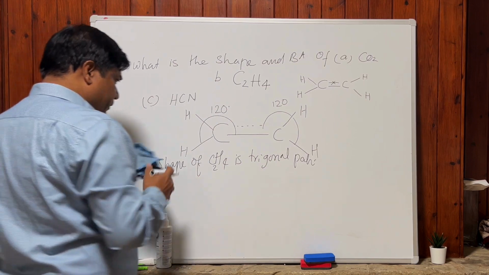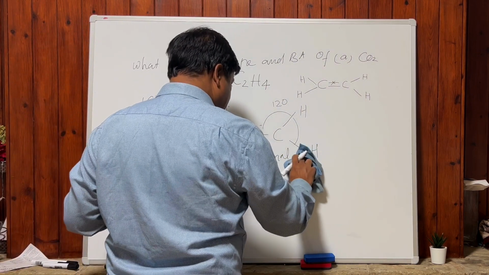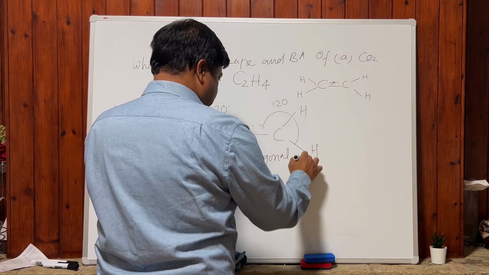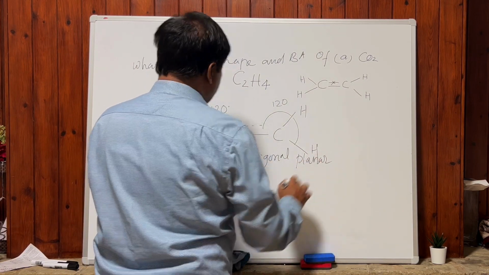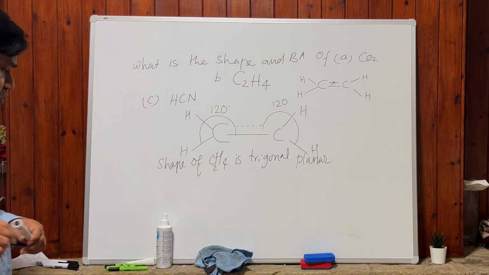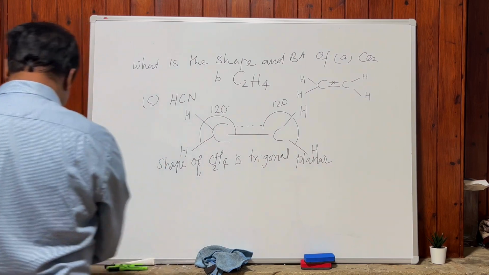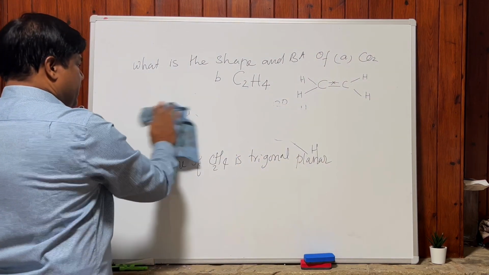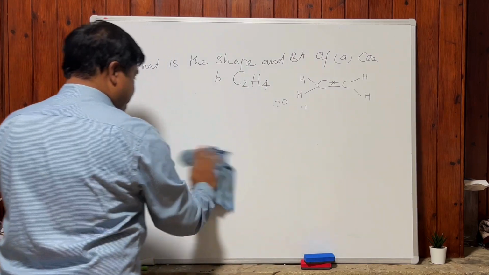Trigonal planar, and the bond angle is 120. Planar. I want to discuss one more, hydrogen cyanide. Look at the hydrogen cyanide. What's the shape? Hydrogen cyanide, HCN.